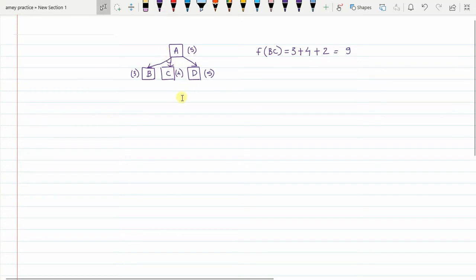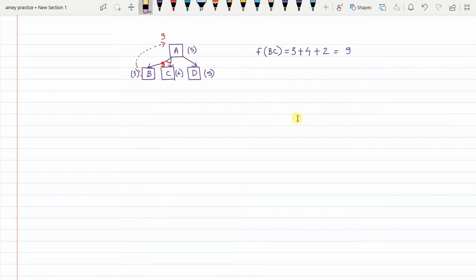So that means the F value calculated for the arc BC is 9, which means that if we take this particular path, then the value that will be backed up to the parent node will be 9, correct?